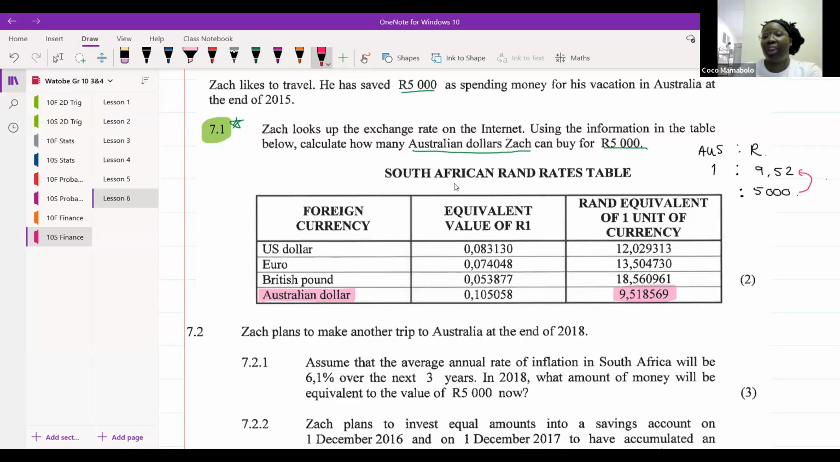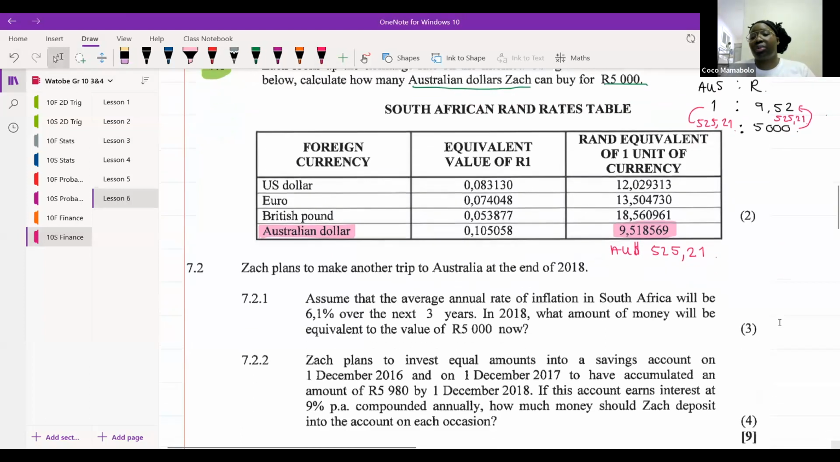All right, peeps. So if we divide 5,000 by 9.52, we're going to get 525.21. Correct, Amber, that's it. So we know that for 5,000 South African rands, we can get 525 Australian dollars and 21 cents. 525.21. Right. Give me a thumbs up if we're able to answer this question. It's not a difficult one at all.